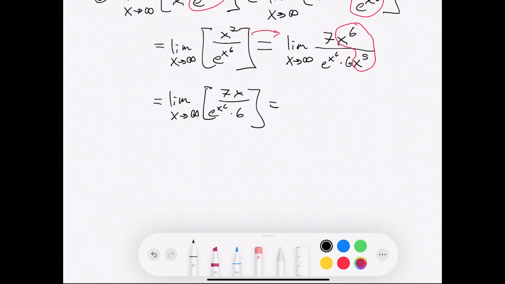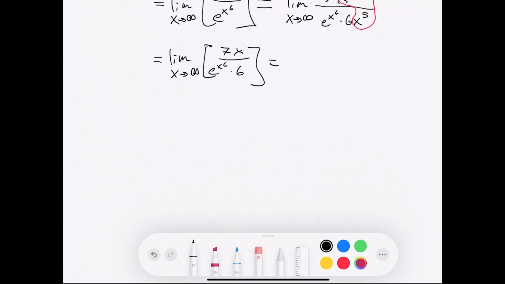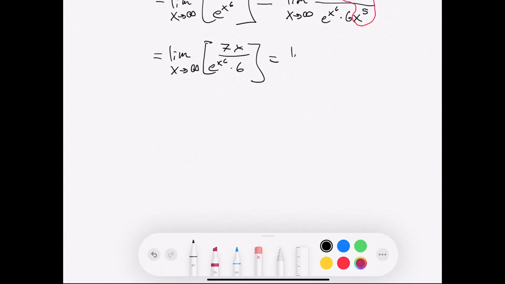Taking the derivative of the numerator and denominator again leaves us here with a numerator of 7, and the denominator is e, well, let's bring the 6 to the front first. And then we'll multiply that by the derivative of e to the x to the 6, which is e to the x to the 6, times the derivative of the exponent, which is 6x to the 5.